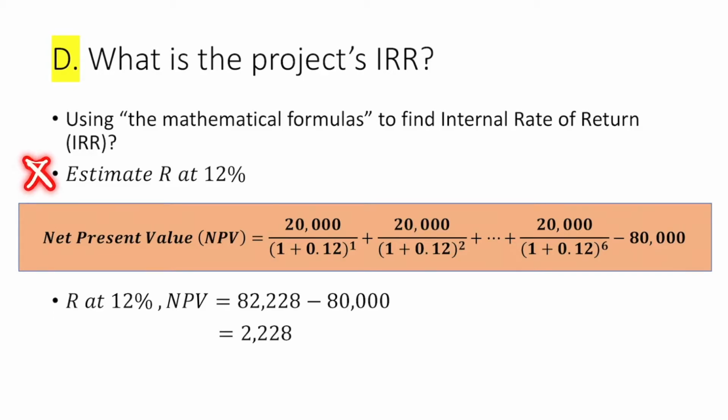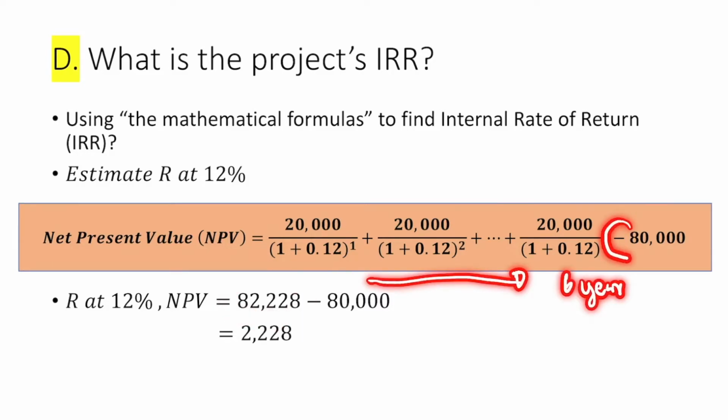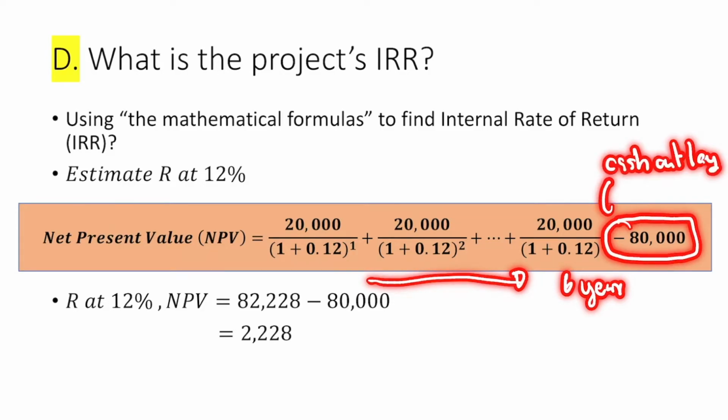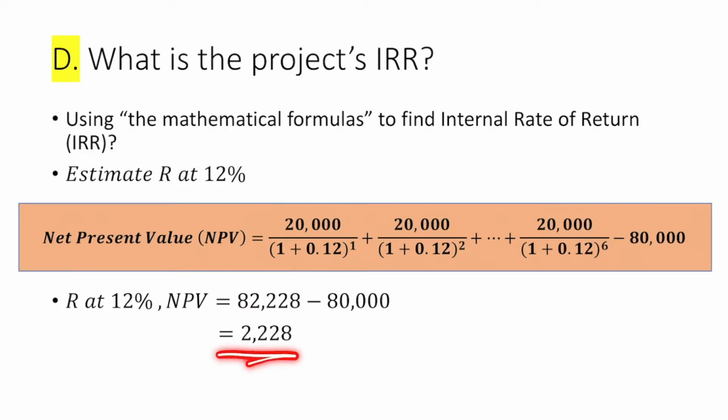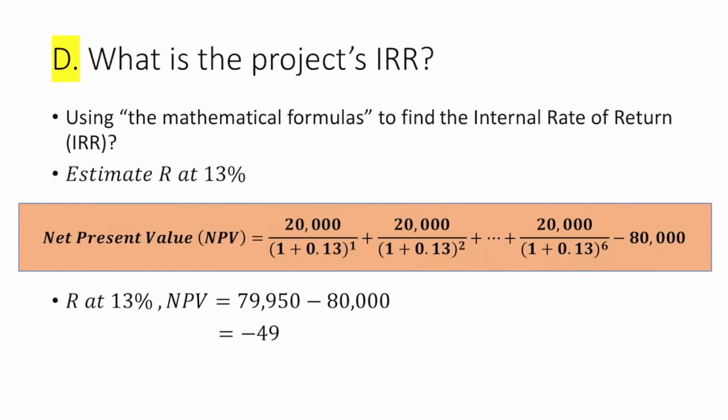to 10%. So we have to try by estimating at 12% first and calculate using the same formula, which is NPV equals cash flow of $20,000 divided by 1 plus R, that is 0.12, to the power of time following the year, and so on each year until year 6. That equals $82,278 minus the initial cash outlay, which is $80,000. So R at 12% equals $2,208. It is still not equal 0.